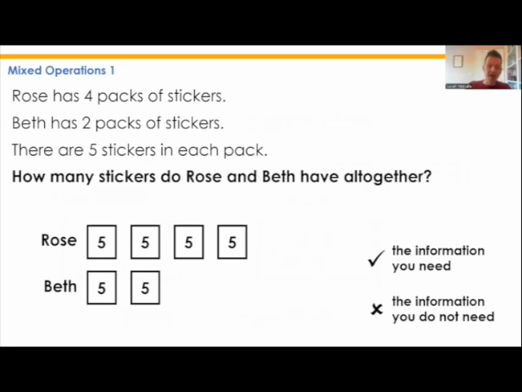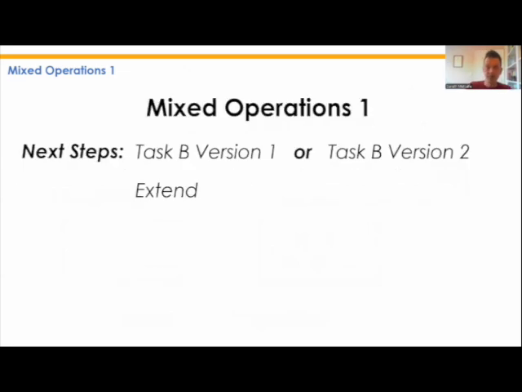Whereas when we get to the question, how many stickers do Rose and Beth have altogether? Again, we discuss which pieces of information do we need. In this instance, of course, we need all of the pieces of information. And then we get to the answer. Now, the children then go to task B version 1 or task B version 2. Now, in some instances, the teacher likes to give the children all the same task. Sometimes we think, well, which task is most appropriate? There are different options for you to be able to use.